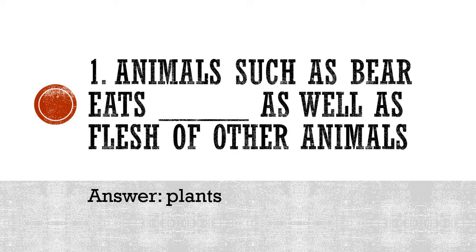Correct answer here is plants. So animals such as bear eat plants as well as the flesh of other animals. Correct? So please repeat this statement after me loudly and clearly. Animals such as bear eat plants as well as flesh of other animals. So I hope that this is set in your mind, how it can be twisted. With this, moving on to the next question.